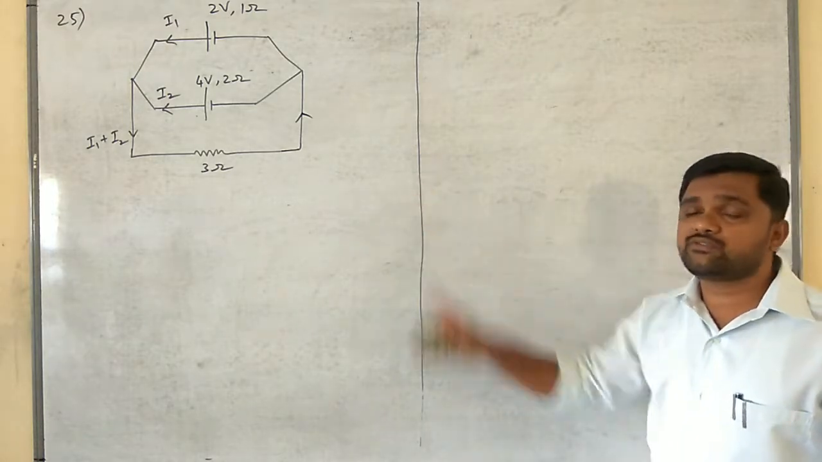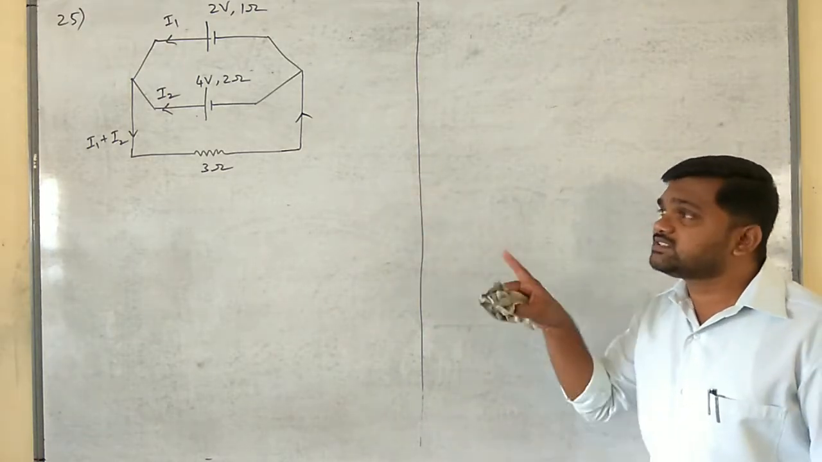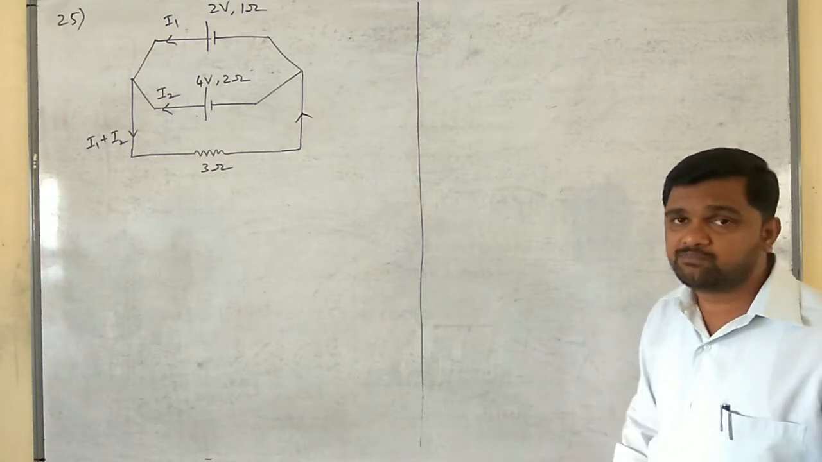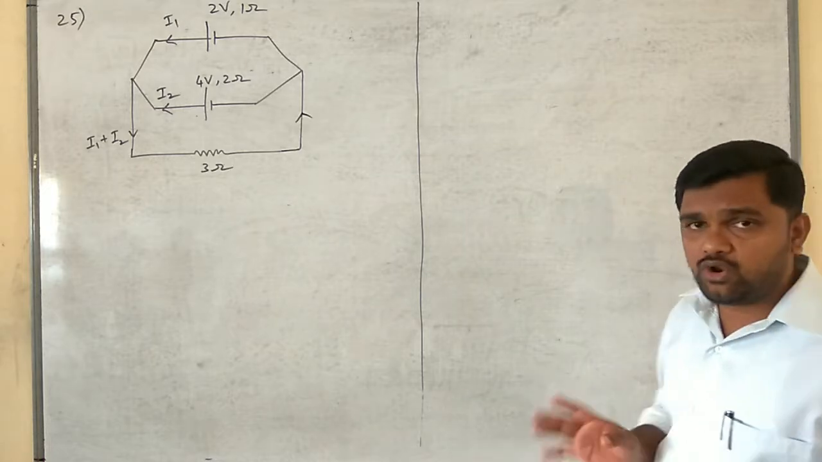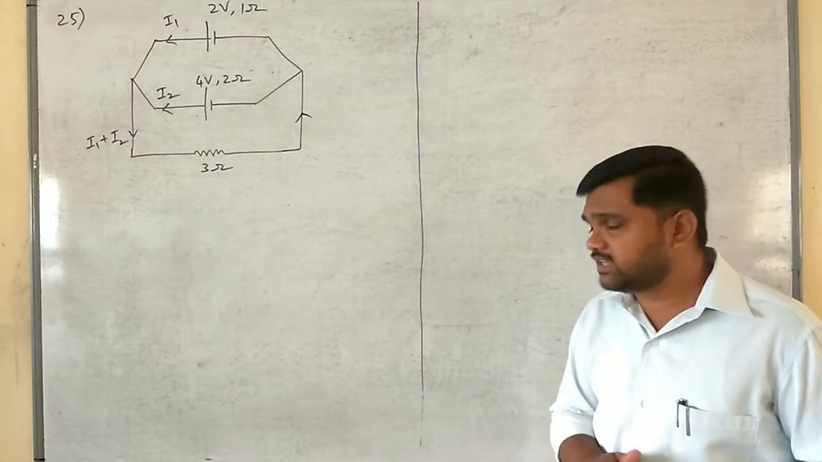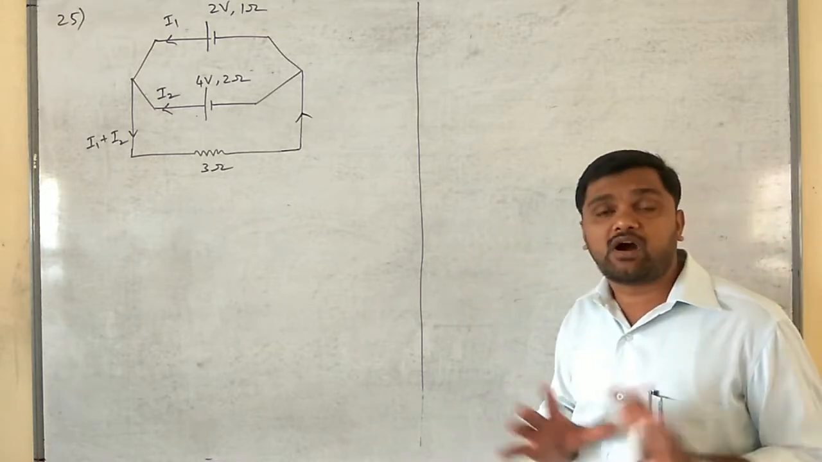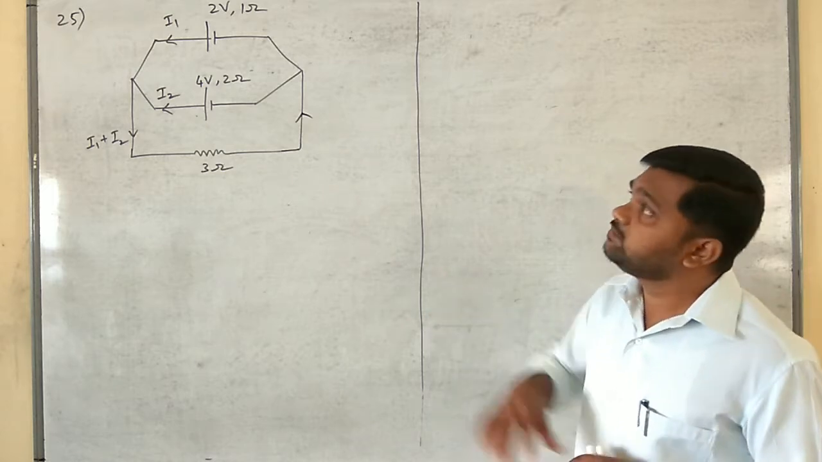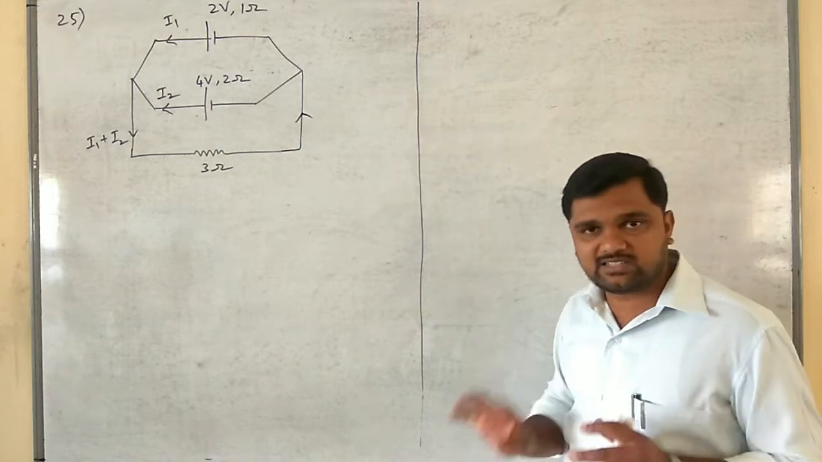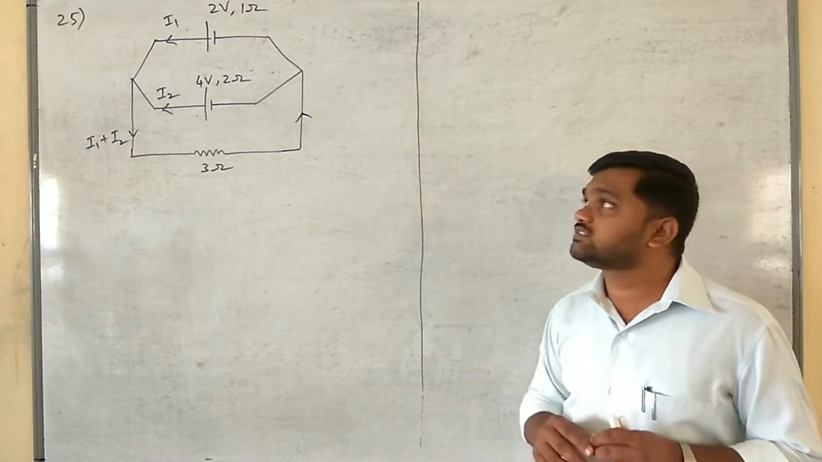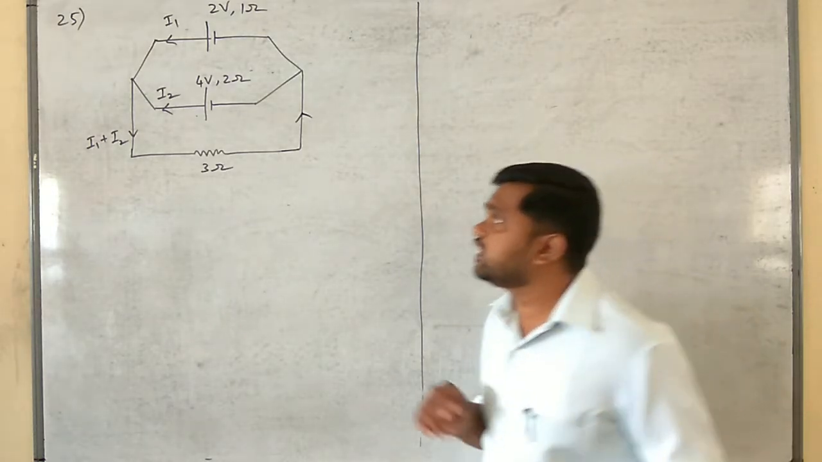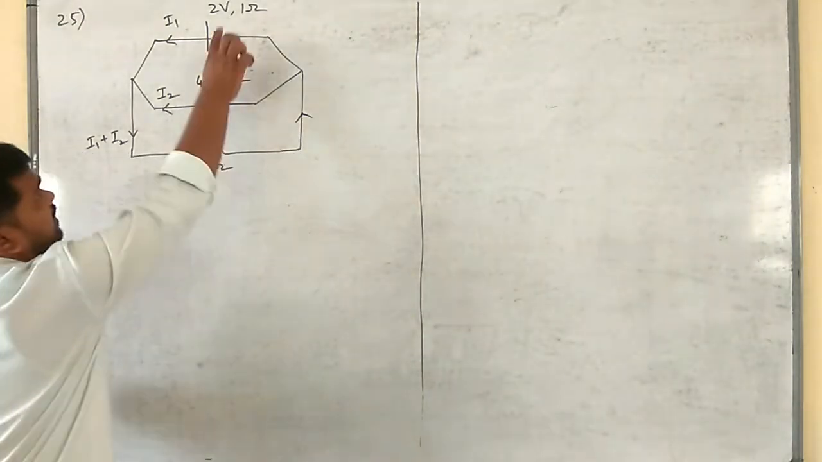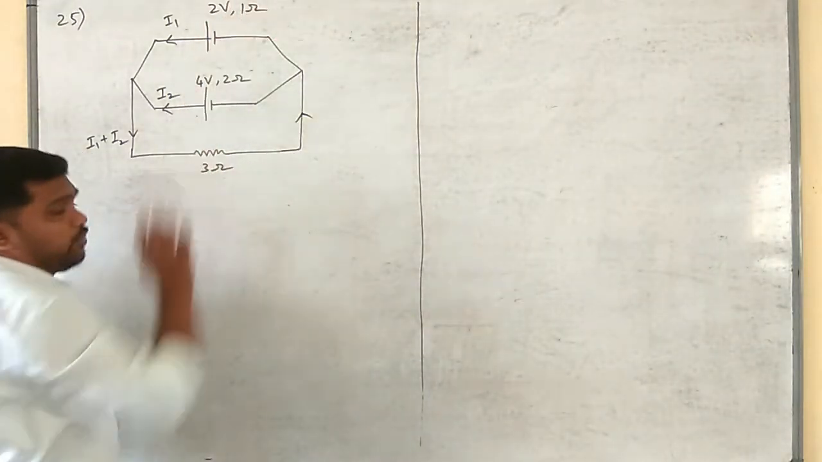But here, we should use the second law of Kirchhoff, that is Kirchhoff's voltage law, which says that in a mesh or loop of a closed electrical circuit, the algebraic sum of all the voltages, that is the PD across all the resistors and the EMFs of all the cells, is equal to 0. Okay. So here, take a look. They have given like this, 2 volt, 1 ohm.